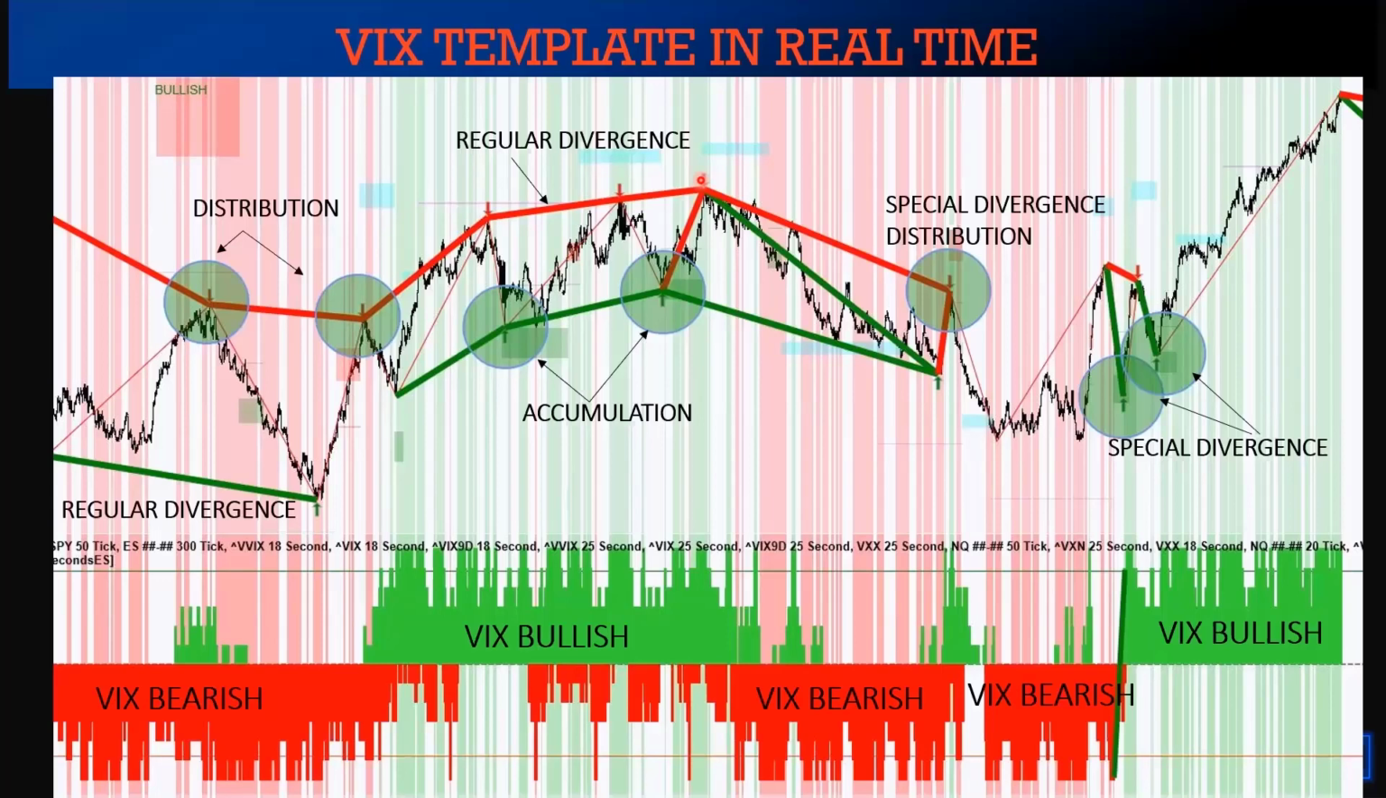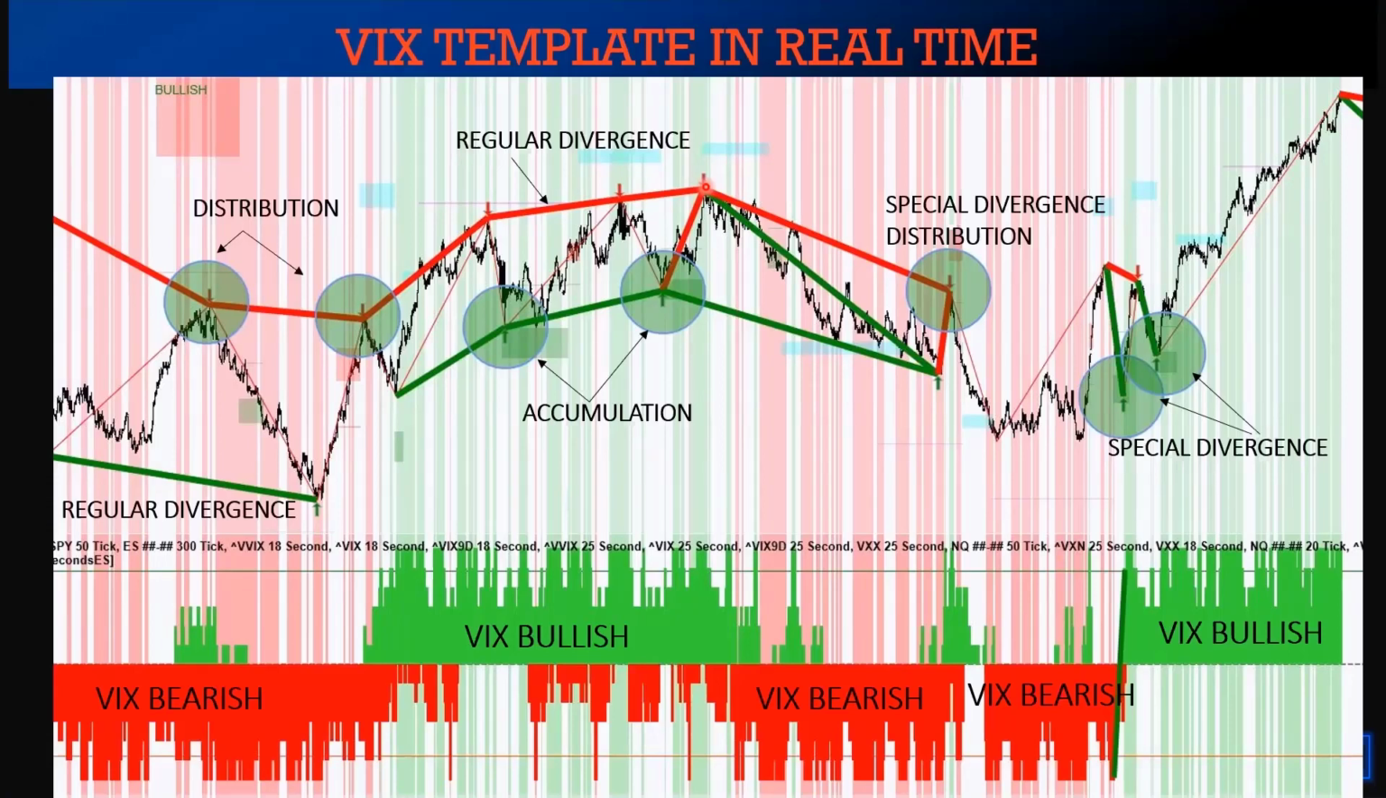Now, special divergence is defined as what you see right here, going from this low to this high. And the reason it's kind of special is that even though price rose about 4 points there, the delta was actually negative. So the cumulative delta was negative on that price rise.